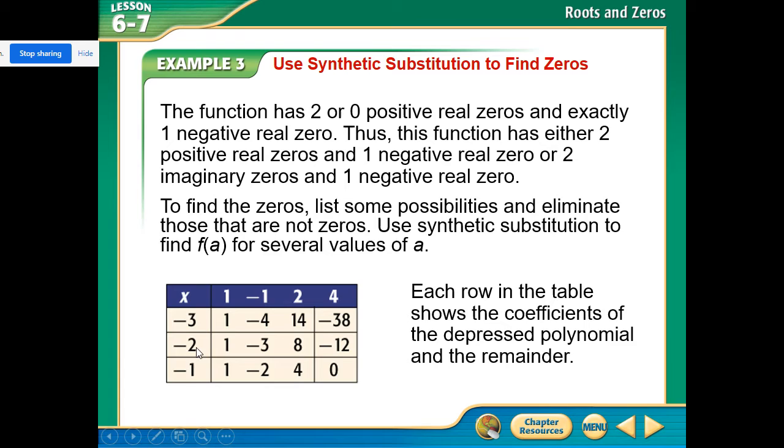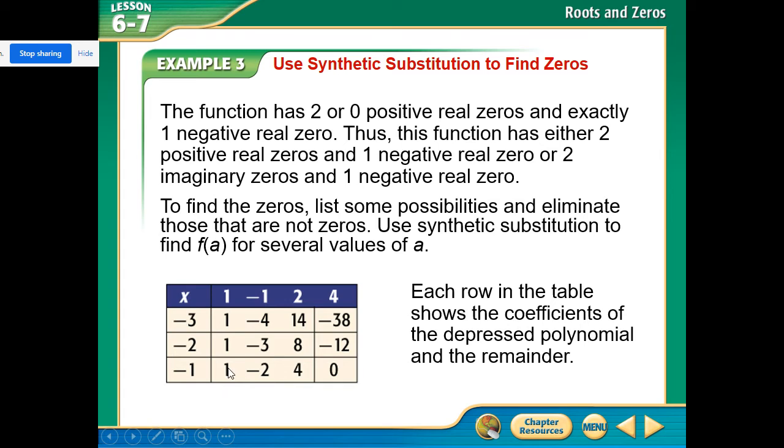So try another number. We tried -2. Bring down the 1. -2 is -3. 6 is 8. -16 is -12. So I know it's not between these two because those are both negative. So now it's between 0 and -2. Well, let's try -1. And we do that, and we get 0 as an answer. So I have 1, -2, and 4. So I have my one solution here at -1.